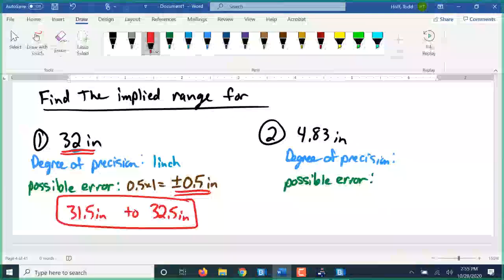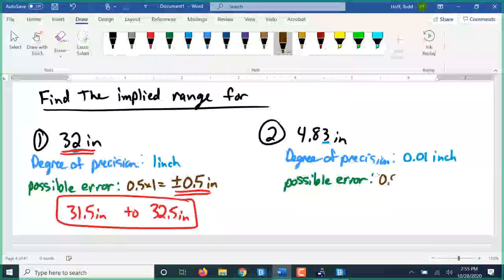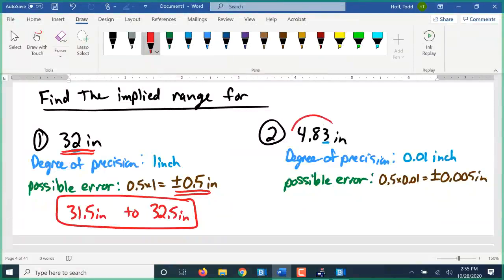Number 2 here, our degree of precision, that last digit is in the hundredths place, so it is 0.01 or a hundredth of an inch. So our error is 0.5 times 1/100th, which is plus or minus 5/1000ths of an inch. 4.83 minus 5/1000ths is 4.825 inches, to 4.83 plus 5/1000ths is 4.835 inches.